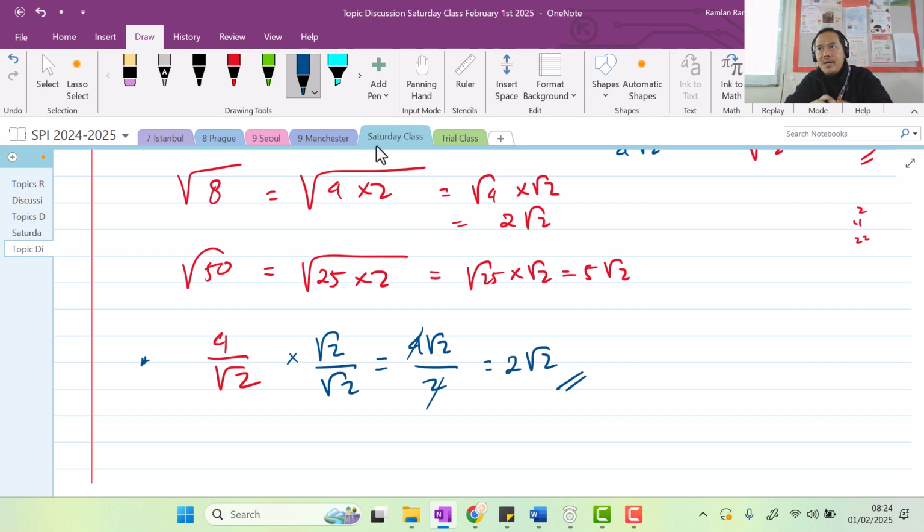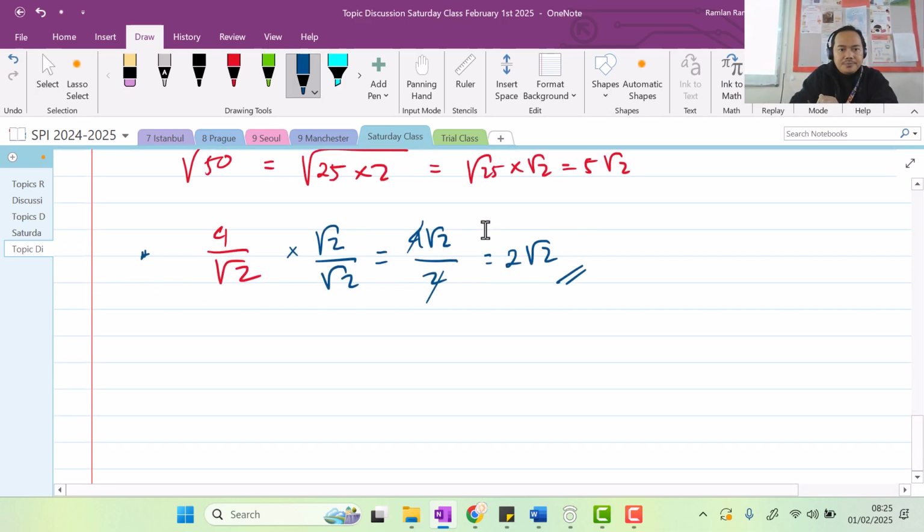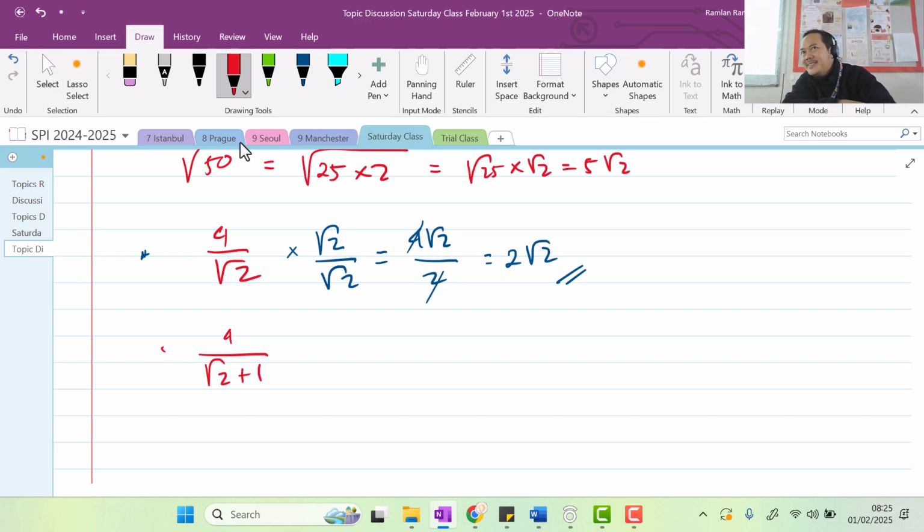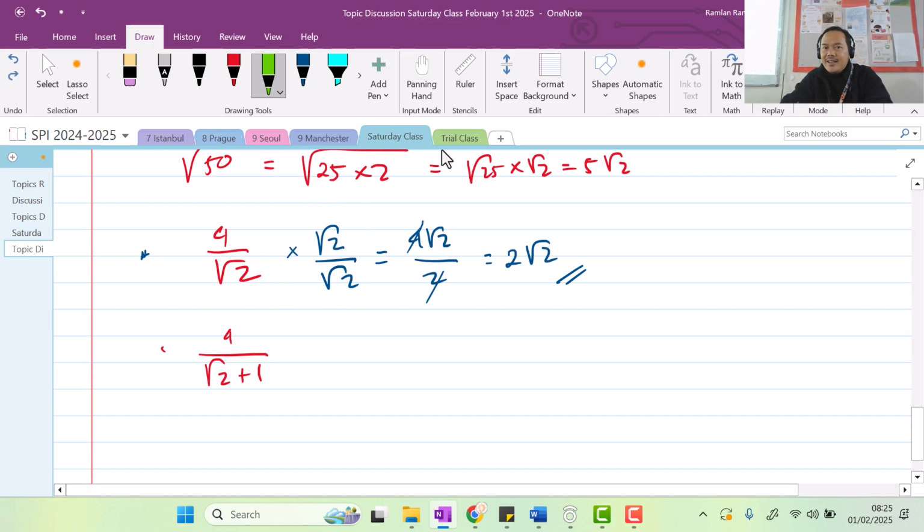And then what if the denominator is not just a surd, but an expression, like addition or subtraction, where one is a surd and the other is not, or both of them may be surds. For example, let's say I have 4 over square root of 2 plus 1. Remember that? What do we do now? Should we do it like this, multiplying by square root of 2 plus 1 over square root of 2 plus 1?